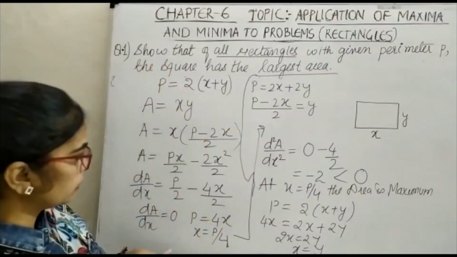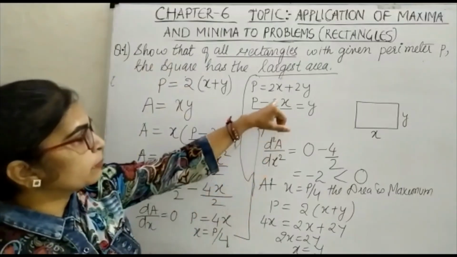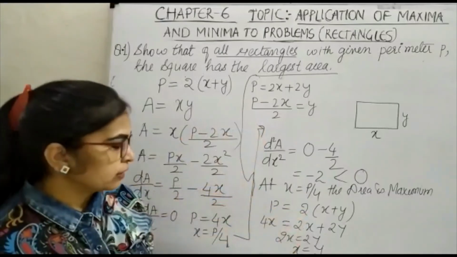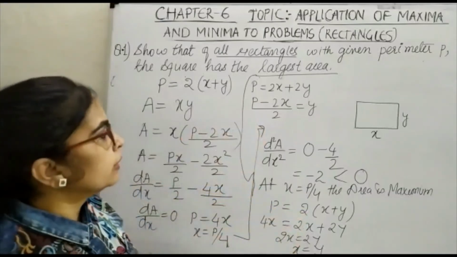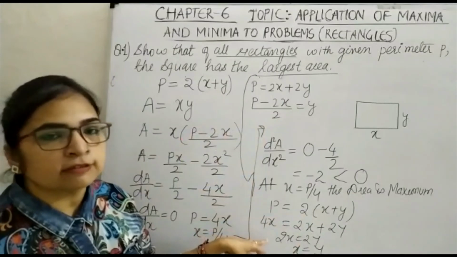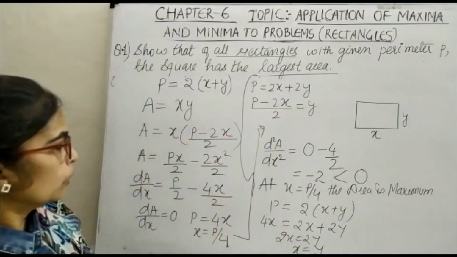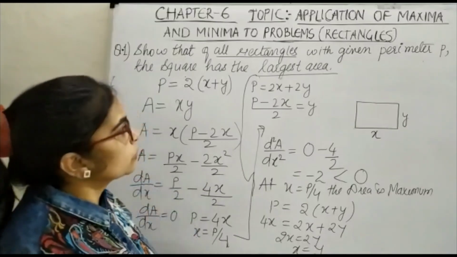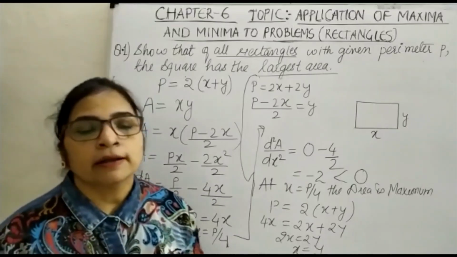The other thing what you can do is you can keep the value of x p by 4. Okay, x को p by 4 रख के आप y calculate कर सकते हैं. Your y will also come by p by 4 by keeping the value this. So that way also you can do. Okay, so this is all about how we can work out the questions related with the rectangles.